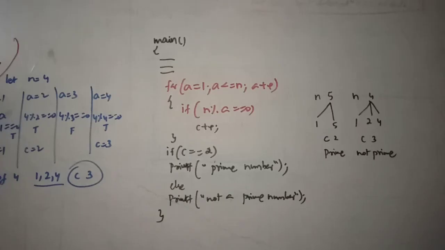So look at this program. You write the declaration part and printf enter any number and scanf. That's the same as before. So if n mod a equal to 0, c++, the same notation. We have an extra if statement here. If c is equal to 2, printf prime number, else printf not a prime number. So we are checking for a number prime or not.